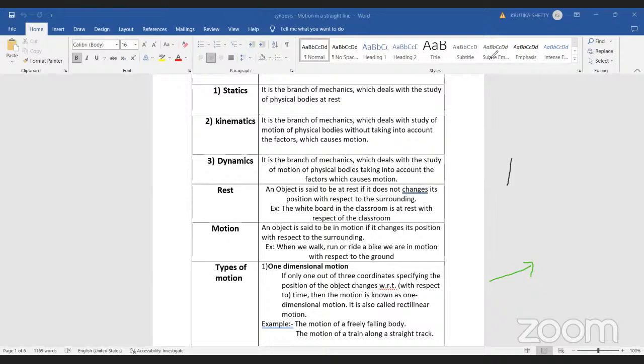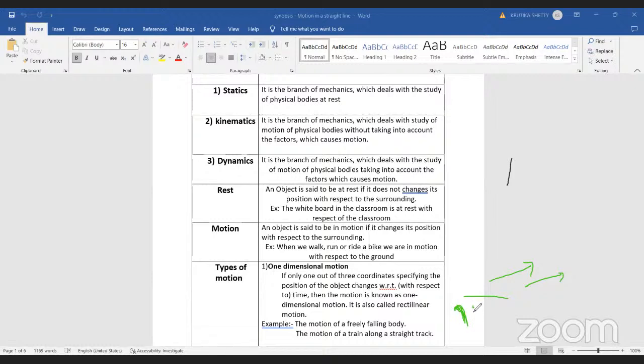It is having only one axis, we can say, following only one axis, either x or y or z. So that is called rectilinear motion or one dimensional motion. Here you can see the example, the motion of a freely falling body. For example, if you are standing on top of a building and throwing an object. I will say an object, I will not say you are throwing a friend or falling down.